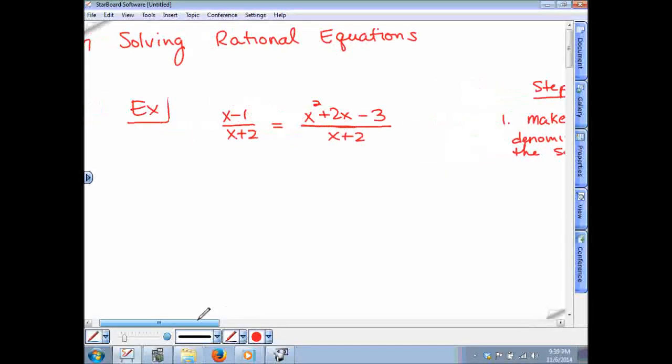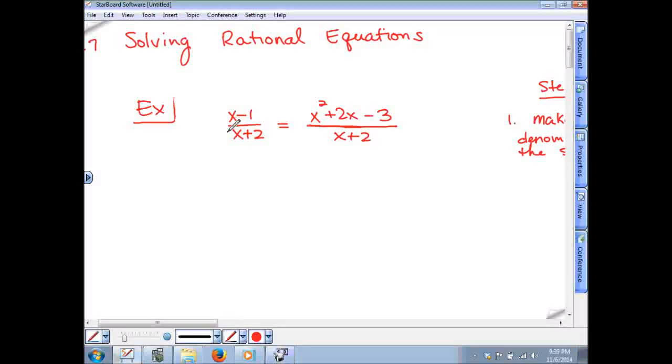And the reason that's important is because as long as you multiply both sides of an equation by the same thing, it doesn't matter what you multiply it by, as long as it's the same. So if I multiply by x plus 2 over here and by x plus 2 over here, that's going to cancel the denominators. And so we're no longer really solving a rational equation anymore. All we're really solving is the equation that's left over in the numerator, which is x minus 1 equals x squared plus 2x minus 3.